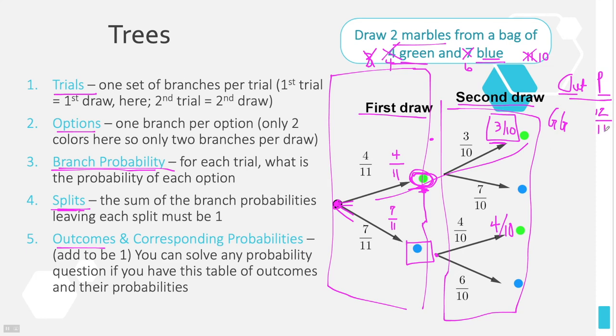Now you can simplify this, both are even, so you can at least divide by 2 and get 6 out of 55, maybe. I'm not sure if you can simplify more than that. I don't think you can. So you could simplify that fraction. And then this outcome would be GB, and we would multiply 4 elevenths times 7 tenths to get that. This one would be BG, so you can see that BG is different from GB, although their probabilities are most likely identical.